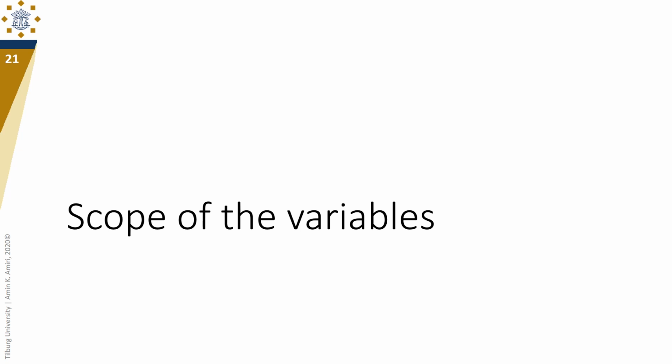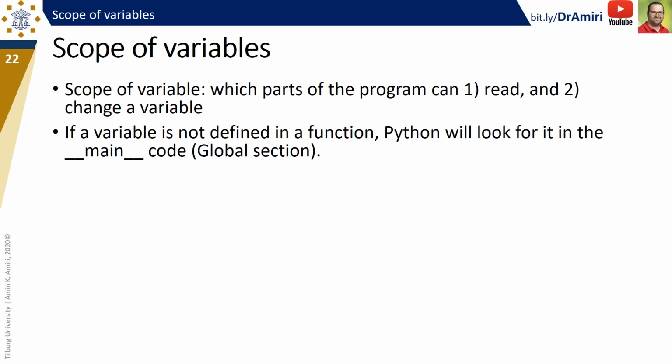The creation of functions can raise questions about the scope of the variables. The scope of a variable is those parts of the program that can read the variable and those that can change a variable. That shows the scope of a variable: whether a function can change it, whether the main body can change a variable, and whether they can read a variable that is defined in another function or in the main body.